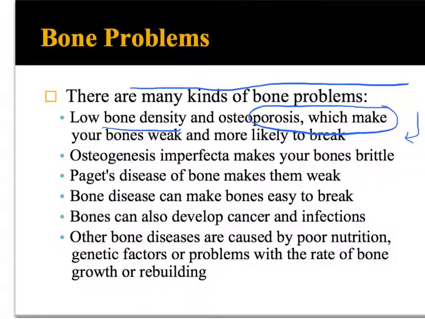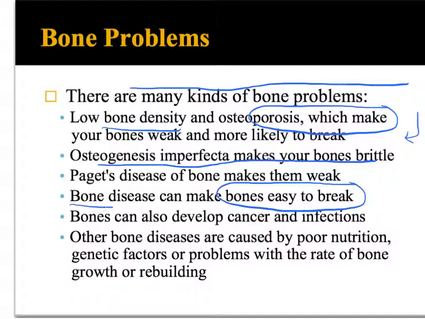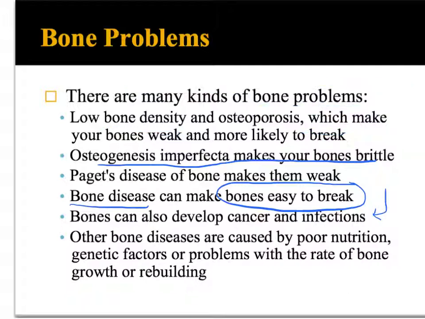Osteogenesis imperfecta makes your bones brittle. That will be on your exam. Paget disease will make them weak, and other bone diseases will also make them easy to break. There are many different kinds of bone diseases out there. This is just a general format. Bones can also develop cancer and infections, as we know. Please take into consideration, if you break a bone, you need to have it checked out by a doctor.